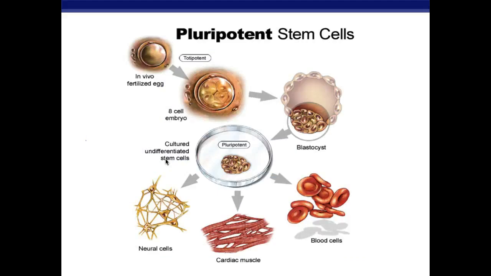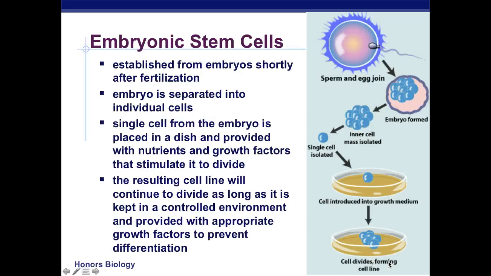So the pluripotent stem cells, which is the embryonic stem cells or the fetal stem cells, start off in utero, so inside the body. This is what the embryo will look like, the 8-cell embryo. It'll form into the blastocyst and then will develop into the pluripotent cells. These pluripotent cells will then differentiate into the different cells of the body, whether they're the neural cells, the cardiac muscle, or the blood cells.